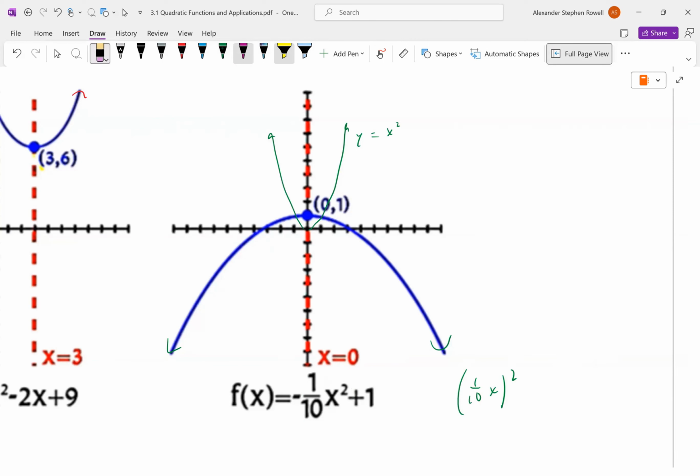So on the outside, we would say, is it a stretch or a shrink? Shrink, because it's 1/10. So it makes the height 1/10 the size. So if I take this point here and make it 1/10 the size, it looks more like this. Then I do what next? Reflect across the x-axis. And what next? Shift up 1, and I get to the blue one.